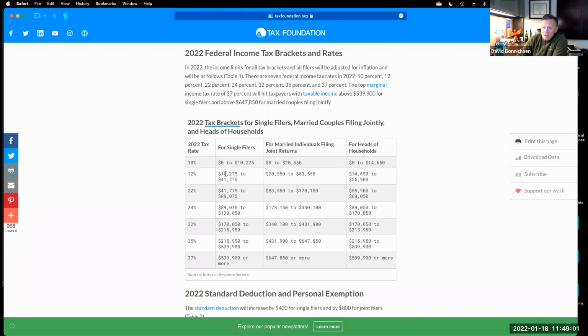The next increment: if you make more than $41,775, the difference between the 10,275 and the 41,775, that entire bracket gets taxed at 12%. So you're creating these layers of taxes, right? And this is how the corporate tax structure used to look as well. On your personal income taxes, that's how your total tax due or owed is calculated.